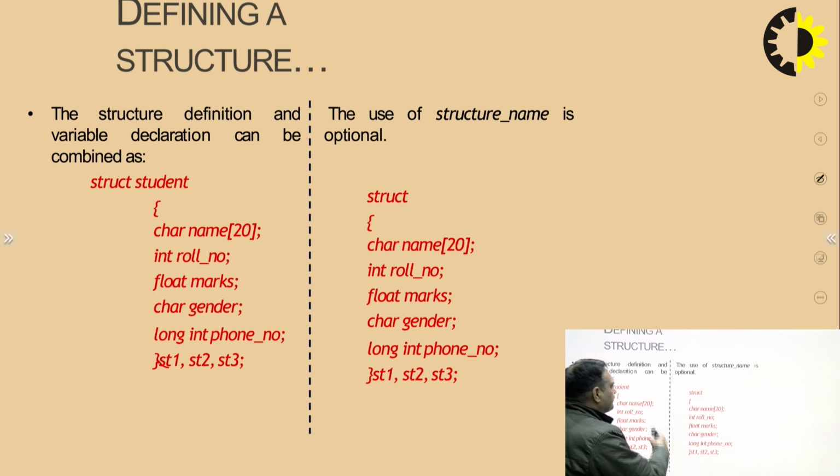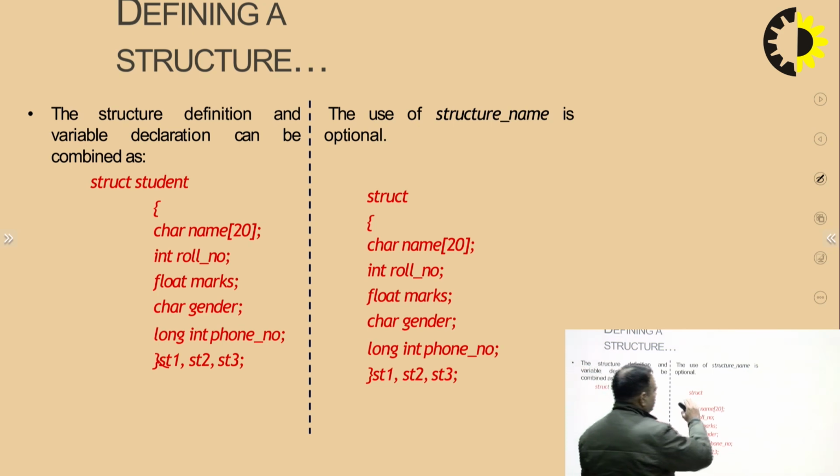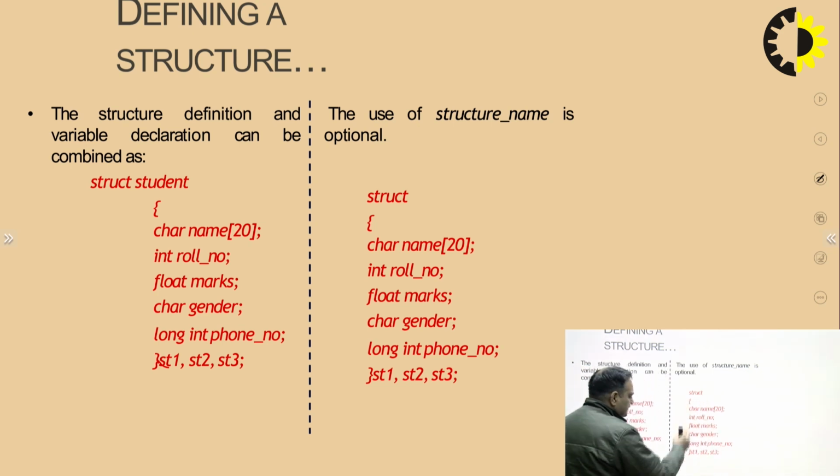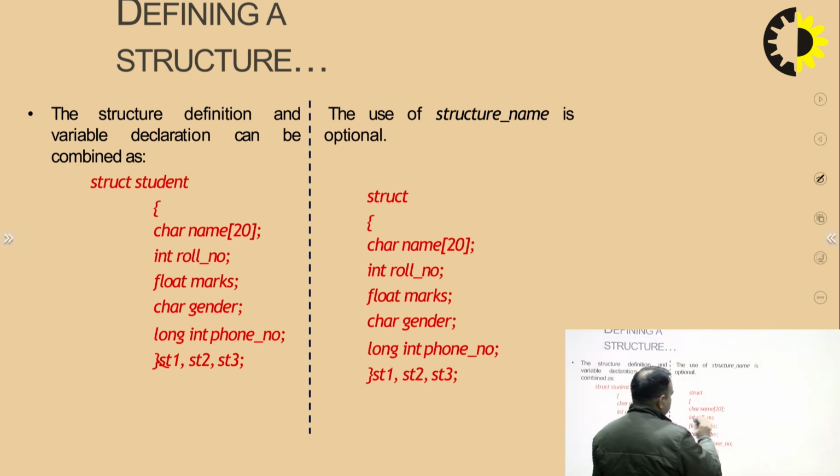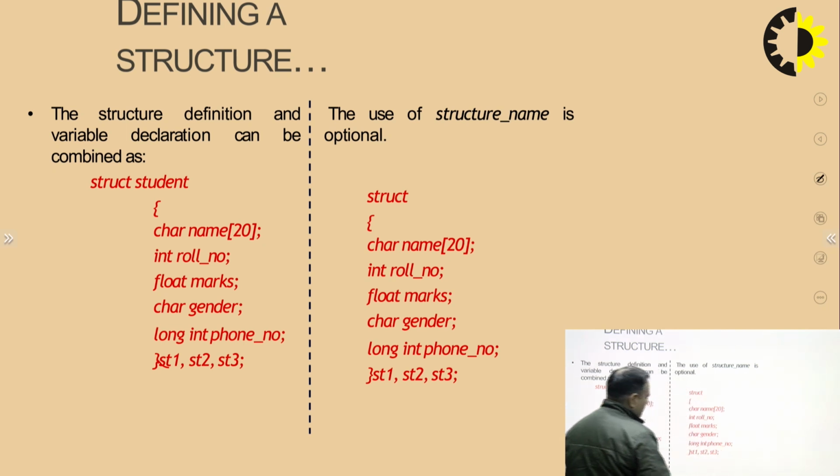In another format of the structure definition, you can write the struct keyword, open curly brace, closing curly brace, and name, roll number, marks, gender, phone number, and st1, st2, st3 semicolon. These are the two different ways you can define structures. In the first way, student is the tag name, but the tag name is optional. It is optional, meaning you can declare the structure tag name or not.